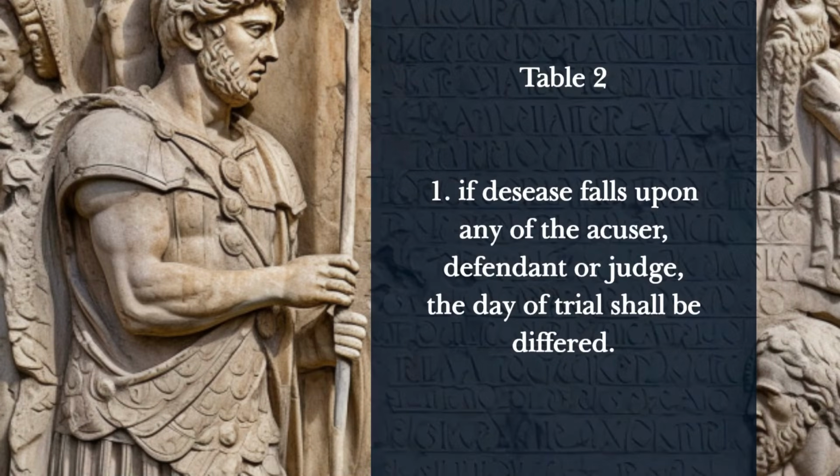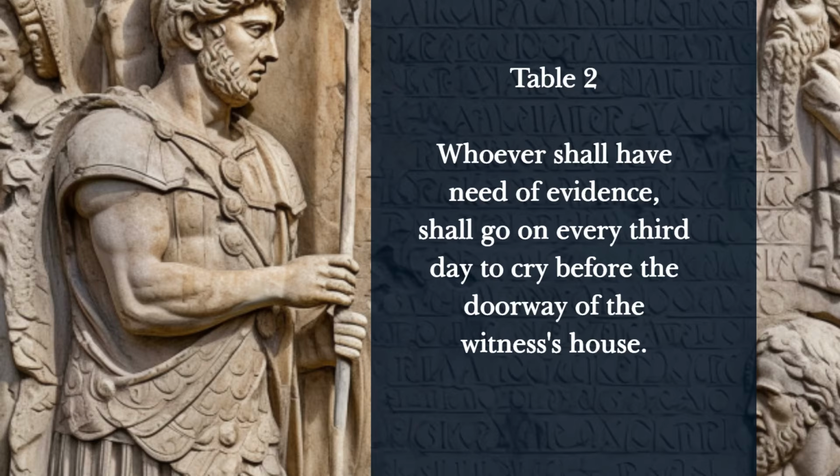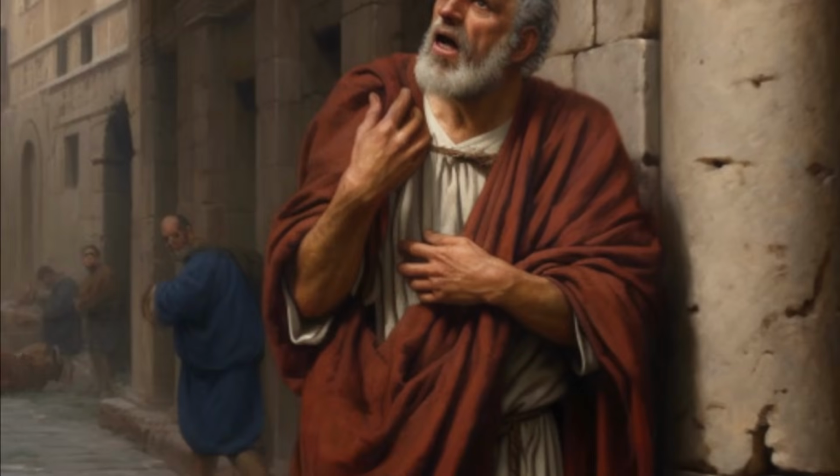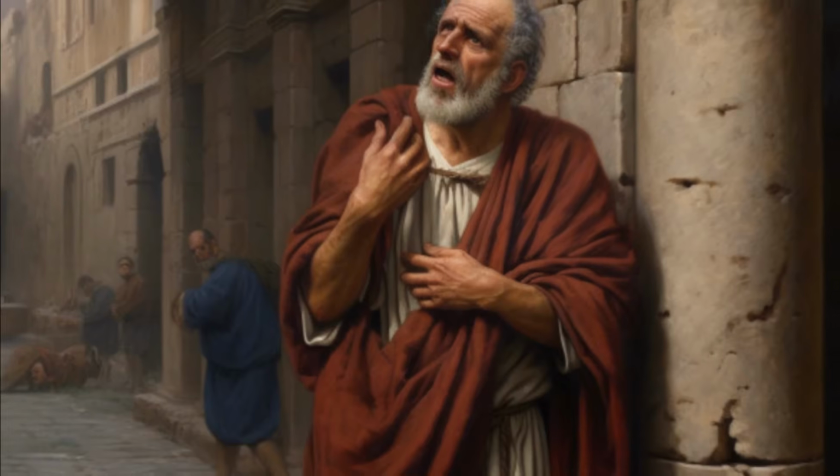Number 1. If disease falls upon any of the accuser, defendant, or judge, the day of trial shall be differed. Of course, someone would double-check if it was a matter of illness, so faking a cold would not be enough. Number 2. Whoever shall have need of evidence shall go on every third day to cry before the doorway of the witness's house. This placed a lot of public attention on the witness, which could increase pressure to testify in court.